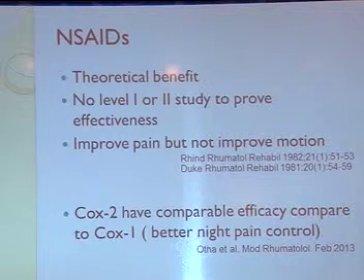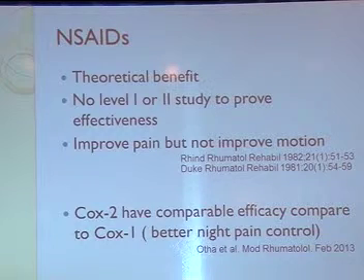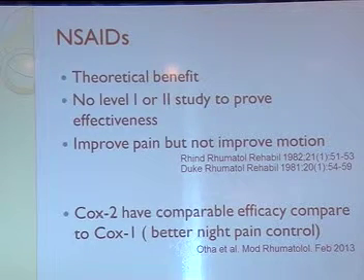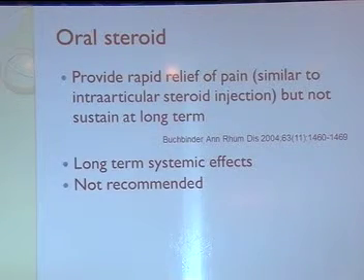So presently NSAIDs, it's normally the first modality of treatment by a primary care physician, but there are still no level 1 or 2 study to prove its effectiveness. It can reduce the pain to a certain extent, but the range of movement, once it is restricted, it may not improve just with NSAIDs. Oral steroids, again, it provides relief of pain, but it does not improve the range of movements on its own, and they both have got systemic effects. So NSAIDs or oral steroids in the present treatment is not the only mode of treatment.